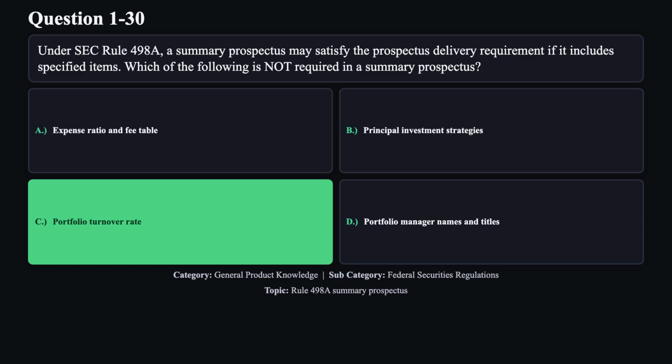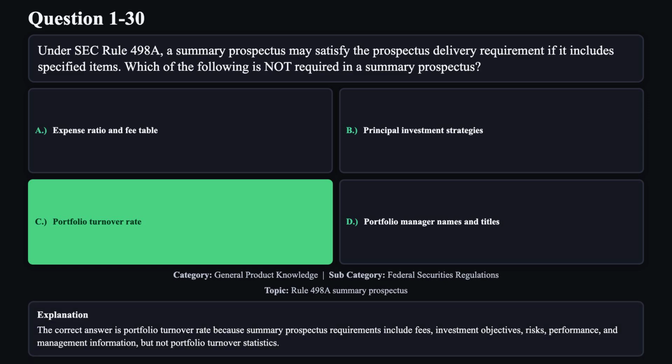The correct answer is C. The correct answer is portfolio turnover rate because summary prospectus requirements include fees, investment objectives, risks, performance, and management information, but not portfolio turnover statistics.